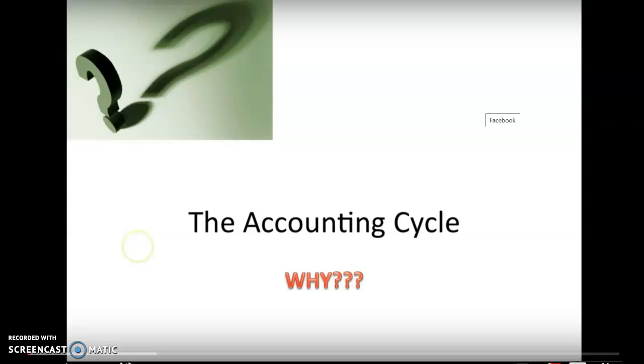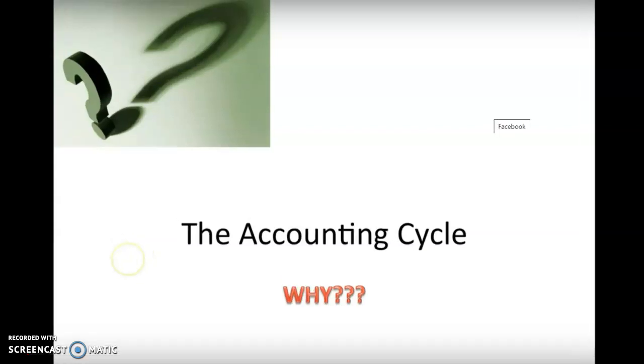Okay, today we're going to be learning about the accounting cycle. Why do we want to learn about the accounting cycle? The reason is the accounting cycle is what allows us to take a lot of different information, a lot of data, and turn it into a meaningful financial report.